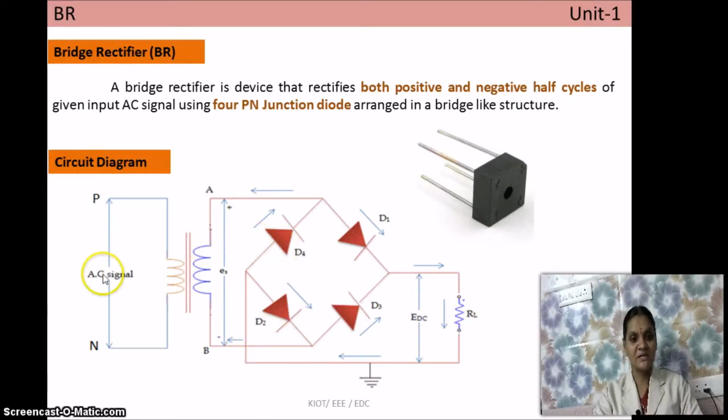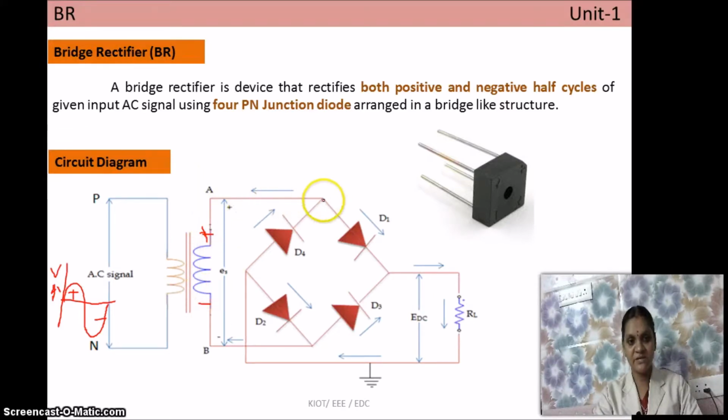Whenever the AC signal is applied, you know an AC signal normally comprises both positive as well as negative half cycles. Assume the AC signal will be like this. This is the positive half cycle, this is the negative half cycle. During the positive half cycle of the voltage, what happens here? This is a normal transformer, not center tap. The upper terminal is positive and the lower terminal is negative.